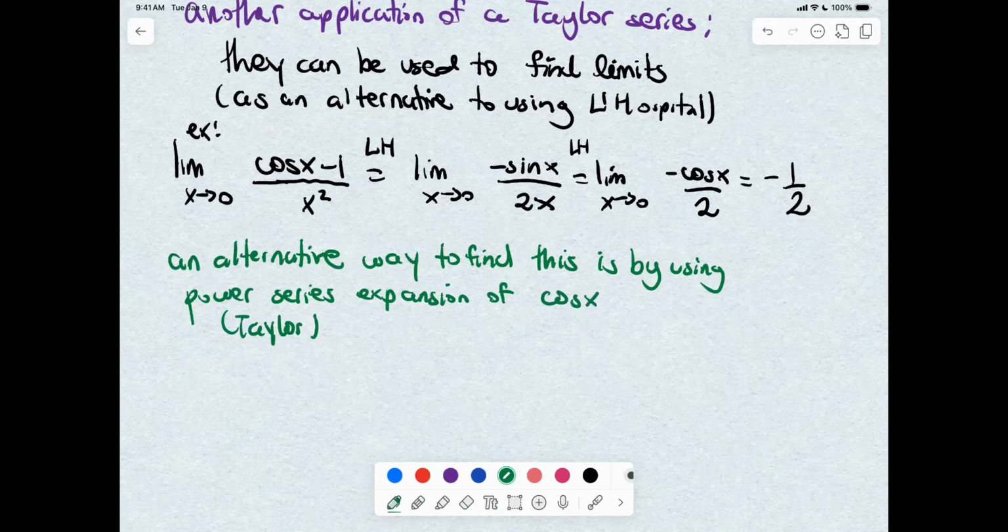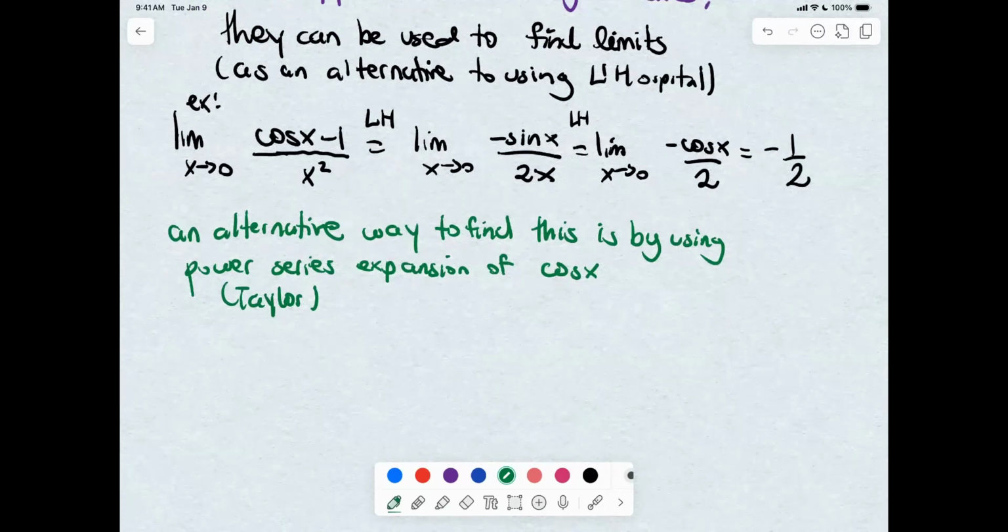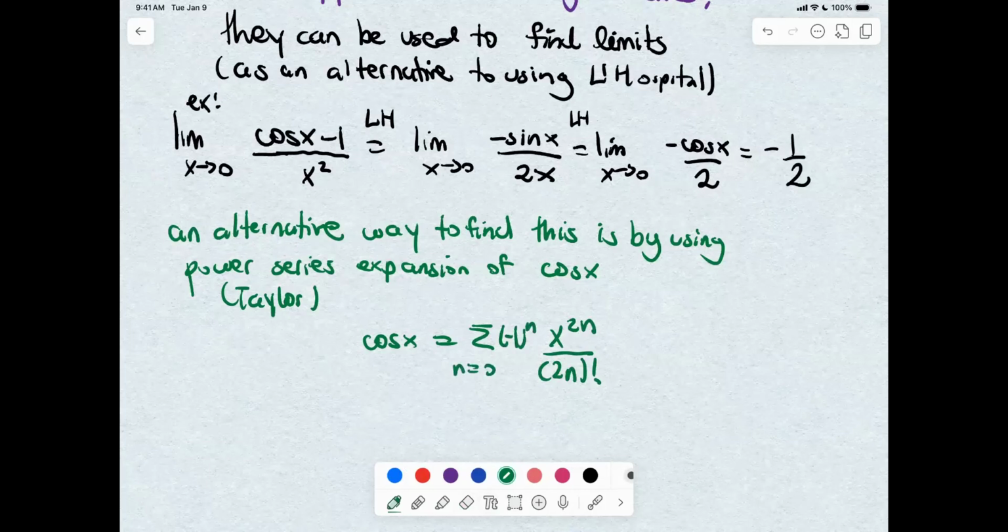And again, this is one of the four that you need to know. You need to know the cosine one, sine, e to the x, and the geometric one, 1 over 1 minus x. Those are the only four that I'm expecting you to know. Cosine of x is even, which helps you remember that it should only have even powers of x. So you get the sum of negative 1 to the n, x to the 2n over 2n factorial, where n goes from 0 to infinity.